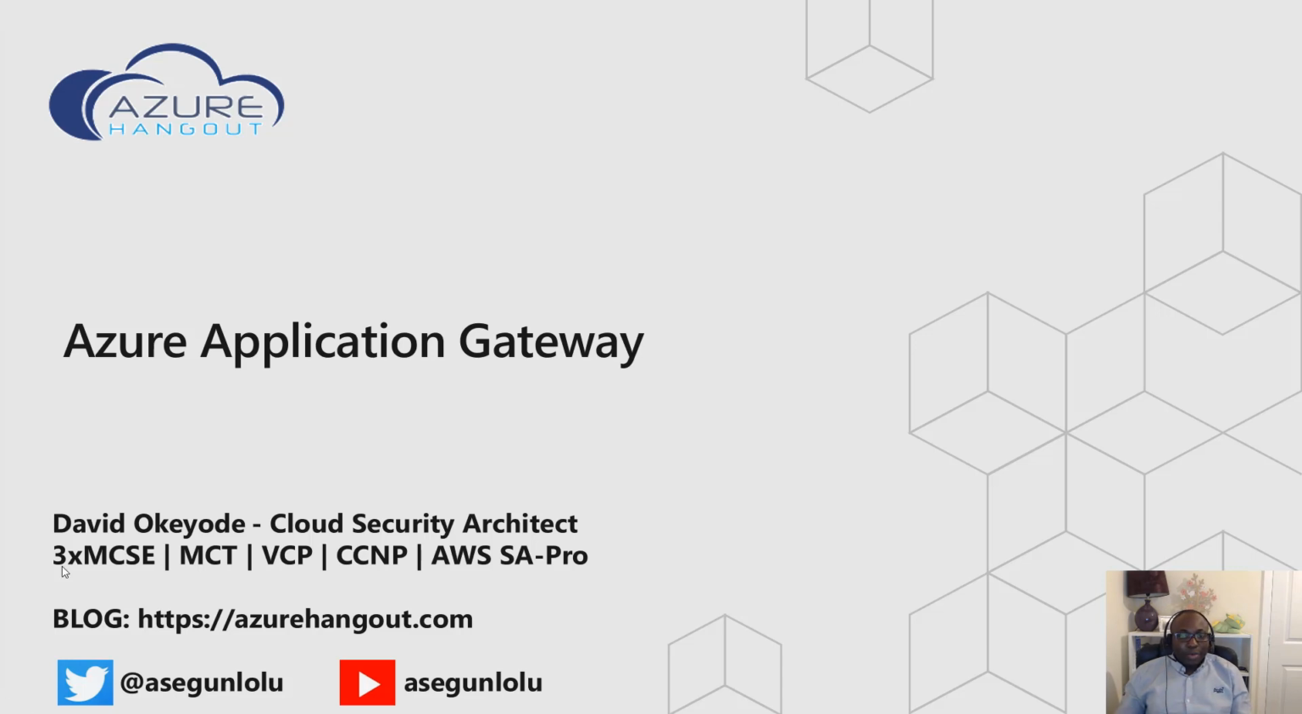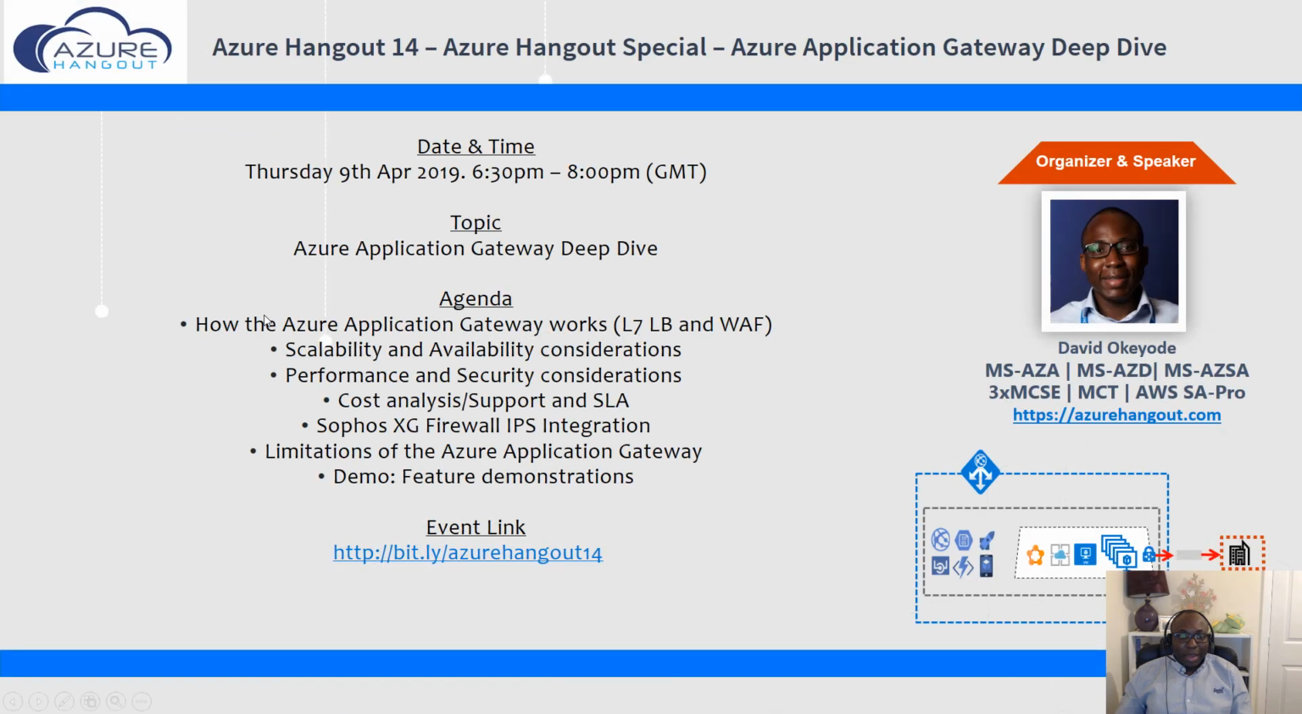So what are we going to be covering today? Here's the agenda. We're going to be covering how the Azure Application Gateway works. So what exactly is the Azure Application Gateway? Let's try to understand this service provided by Microsoft. And then we'll start delving into some of the architectural concepts and components of this service. So we'll talk about scalability and availability considerations.